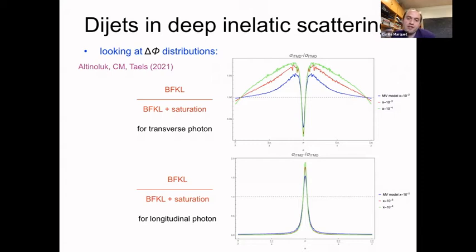Yes. And one more question about this plot I have is, here you say BFKL divided by BFKL plus saturation, but correct me if I'm wrong, here you used what you call F, but with saturation. Yes, yes. No, this is okay. This ratio, to make things simple, I called it BFKL divided by. Right, so probably the differences are even larger.